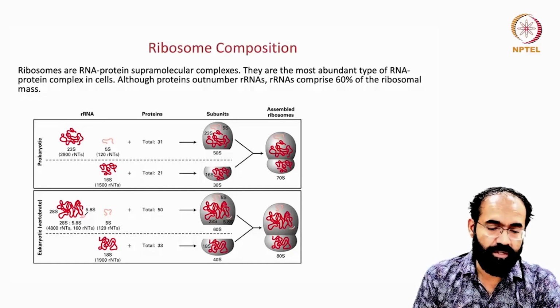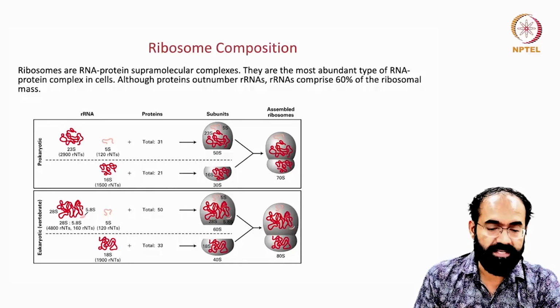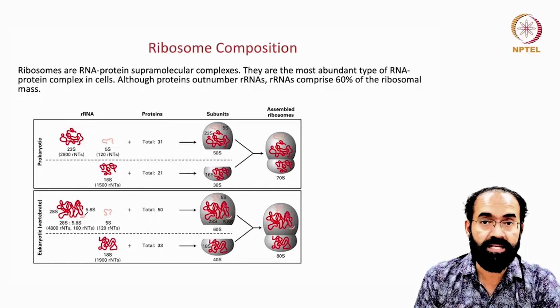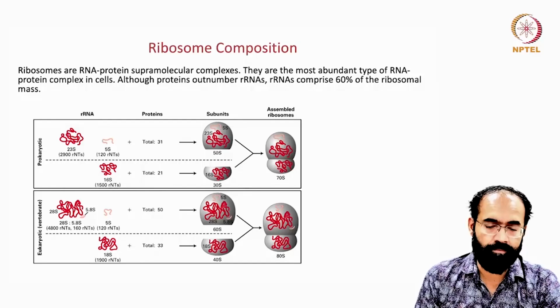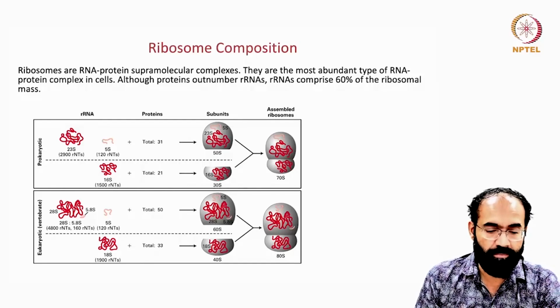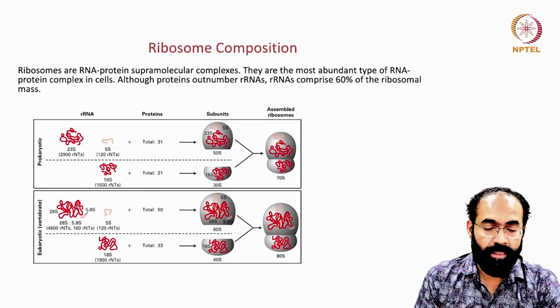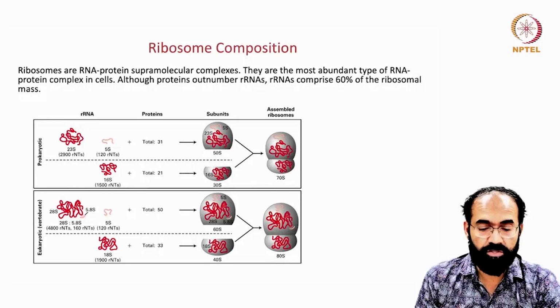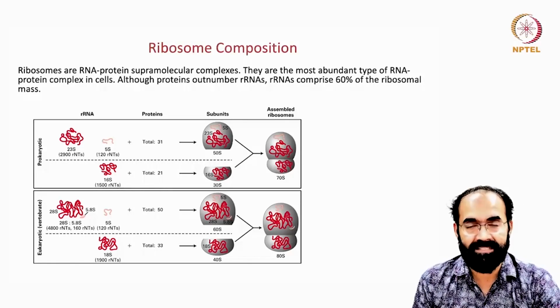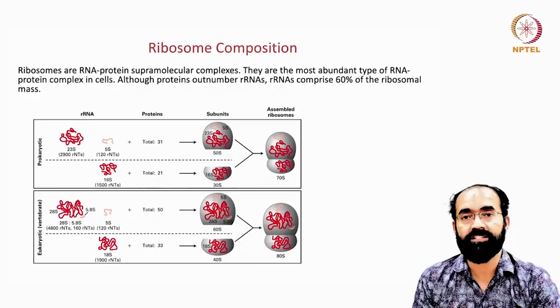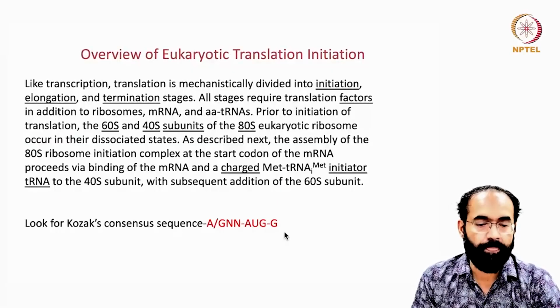In the same way, in eukaryotes you have 28S, 5.8S and 5S ribosomal RNA, and around 50 different proteins constitute the larger subunit, which is 60S Svedberg units of molecular mass, whereas the smaller subunit has 18S RNA, and around 23 different proteins constitute the smaller subunit. Both together assemble to become the 80S ribosome, which actually participates in protein translation.